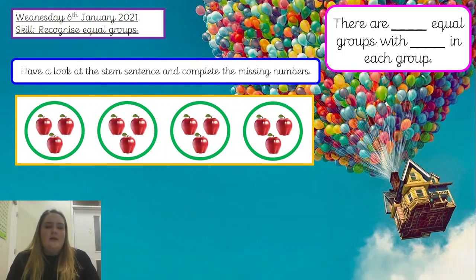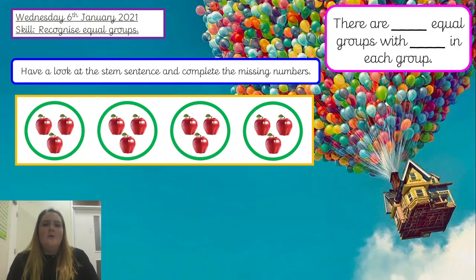So have a look at this example then. There are apples in groups, and I want you to think first of all, are they equal groups? They are, well done. So our STEM sentence says there are something equal groups. How many groups are there? So we can count the green circles. There is 1, 2, 3, 4 equal groups.